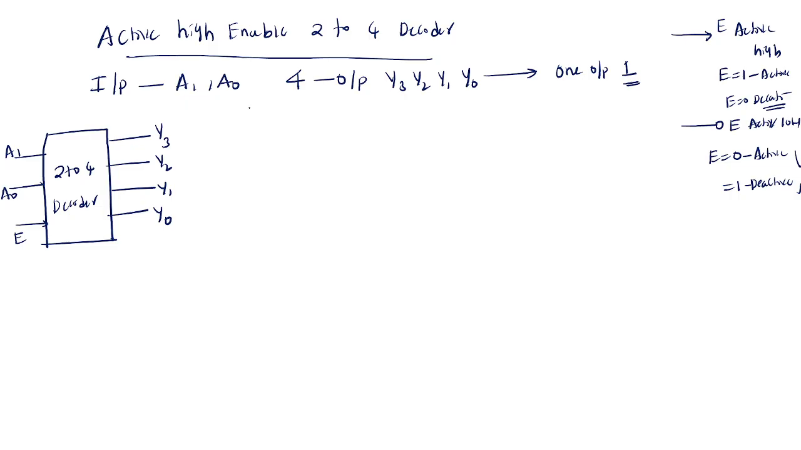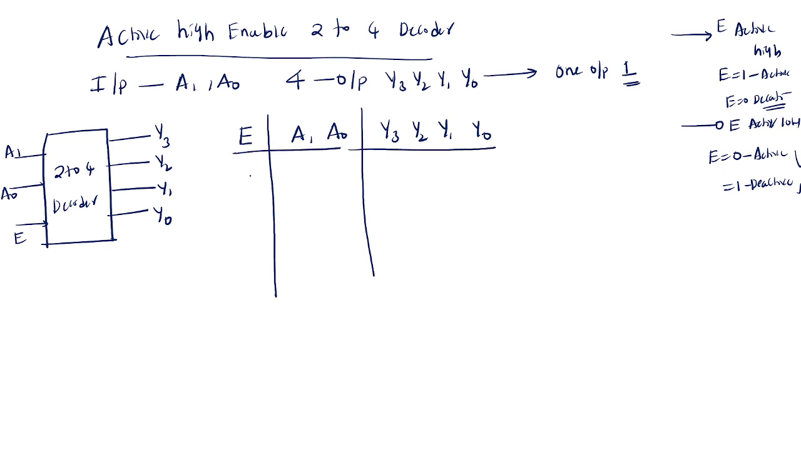Here you have the truth table, with the enable pin, the inputs A1, A0, and the outputs Y3, Y2, Y1, and Y0. If you see, when the enable pin is 0, whatever A1 and A0 may be, the output will be zeros only. When the enable pin is 1 and the input is 0 0, Y0 will be 1, and all the remaining are zeros.